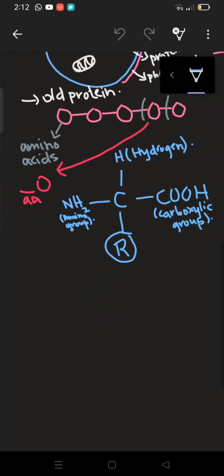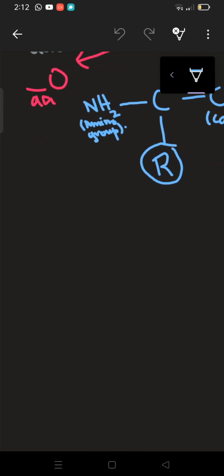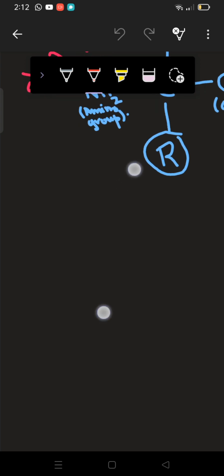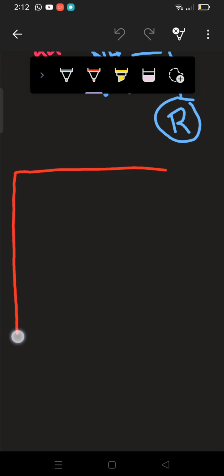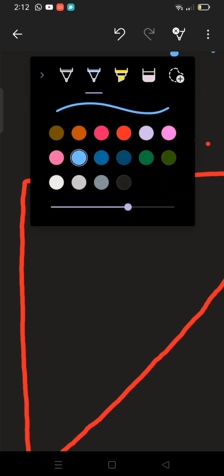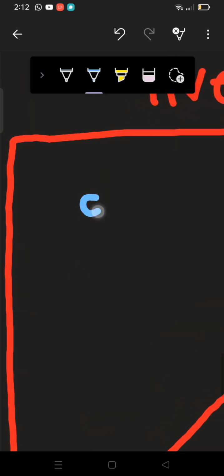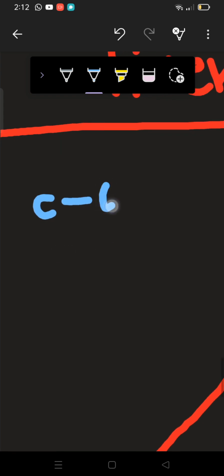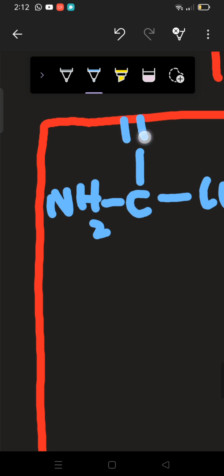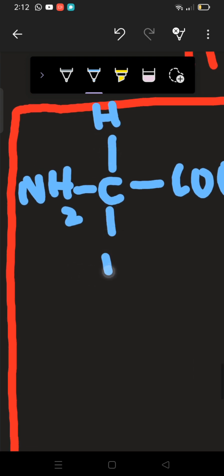Now, where is this amino acid? It is in the liver, because we know that the liver is the main metabolic organ. This is the liver, which is a bilobed structure. Inside it we have amino acid, COOH. So I'm making the structure of the amino acid again: NH2 on the upper side, hydrogen, and on the downside the radical.